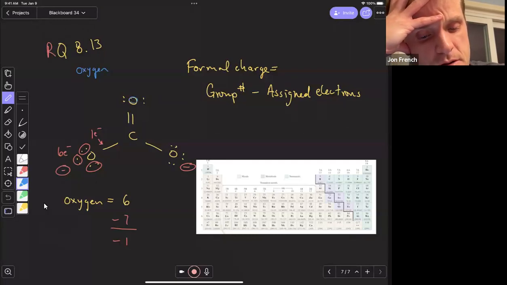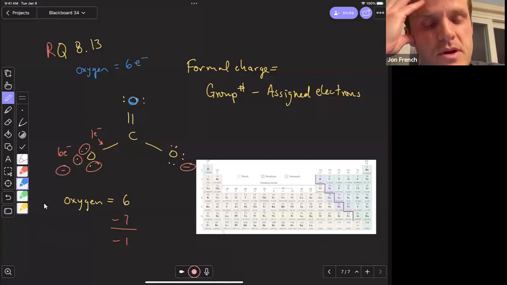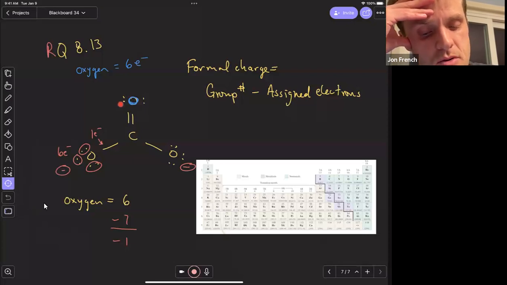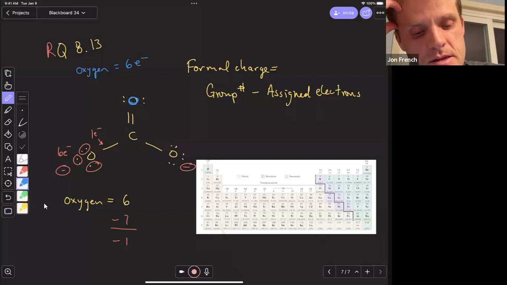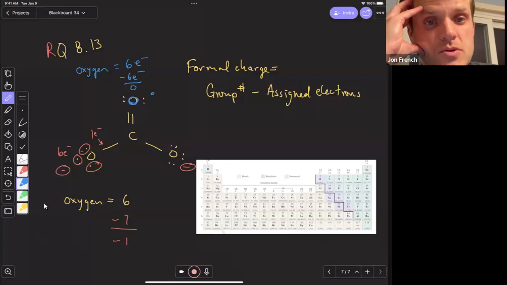And now for the oxygen on the top here, I'll color code this. I'll change the color. This is still group 6, but now when I take a look at this oxygen, I've got 1, 2, 3, 4 electrons, and then 2 electrons for each bond. So if I've got 4 electrons here, 2 more electrons here, 6 minus 6, this oxygen is neutral.